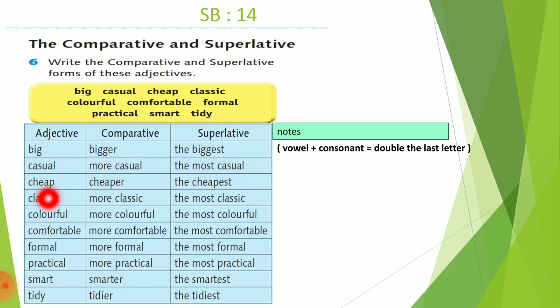We have the adjective cheap. Now cheap has one syllable, so it is a short adjective, so it becomes cheap, cheaper than and the cheapest. We have classic, which is a long adjective, so it will be more classic and the most classic.